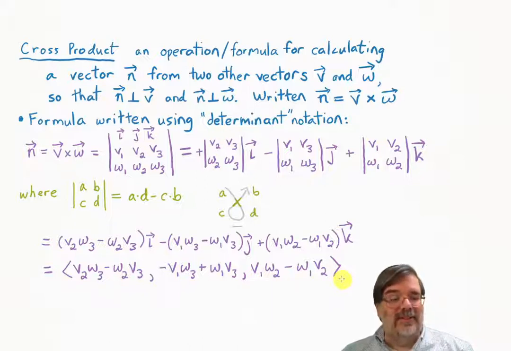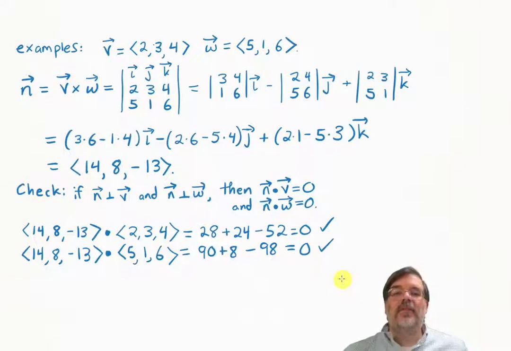Let's try some examples. Let's say I want to find the cross product of these vectors. v is the vector 2, 3, 4, and w is the vector 5, 1, 6. To calculate the normal or perpendicular vector n, it's equal to v cross w. I'll start off by drawing this 3x3 grid. The top row is always i, j, k. The second row is the numbers of v: 2, 3, 4. And the last row are the entries of w: 5, 1, 6.